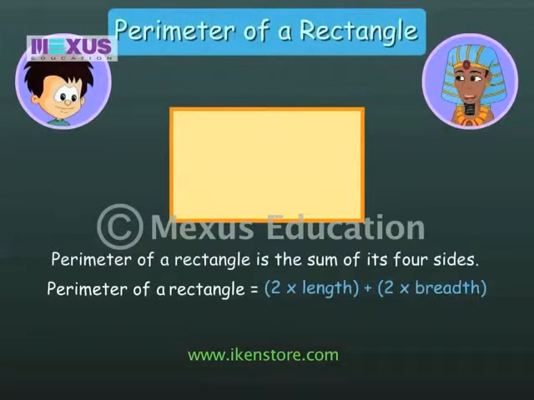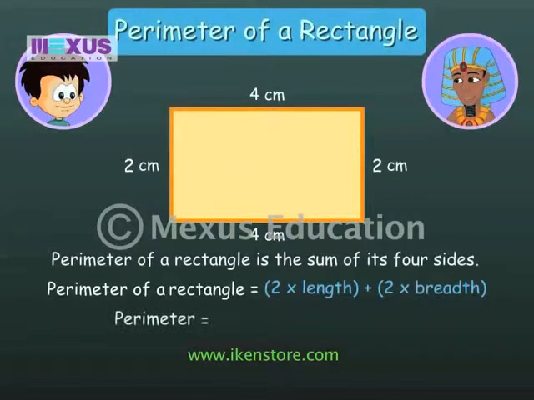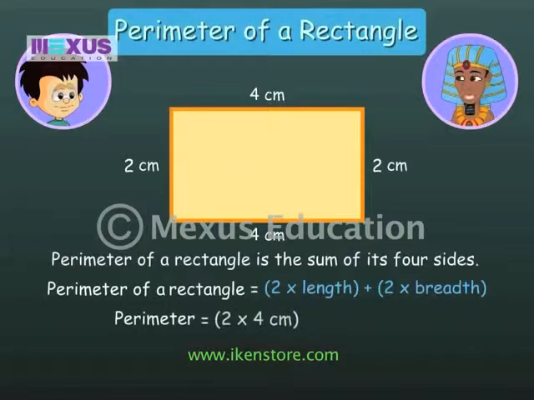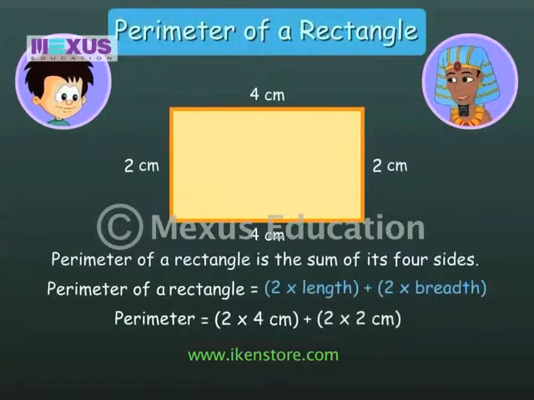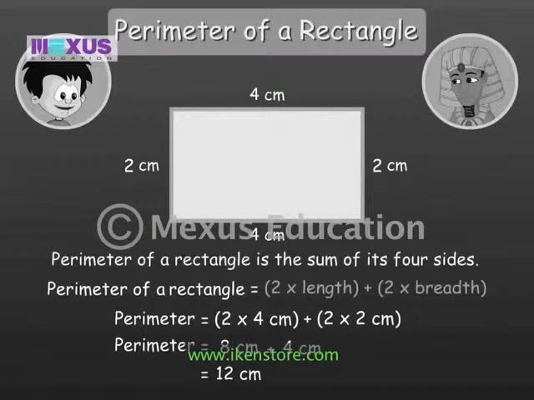This is the same as 2 multiplied by its length added to 2 multiplied by its breadth. Let's calculate the perimeter of this rectangle. The length is 4 centimeters and the breadth is 2 centimeters. So, the perimeter is 2 multiplied by 4 added to 2 multiplied by 2, which is 8 plus 4. That is 12. The perimeter of this rectangle is 12 centimeters.